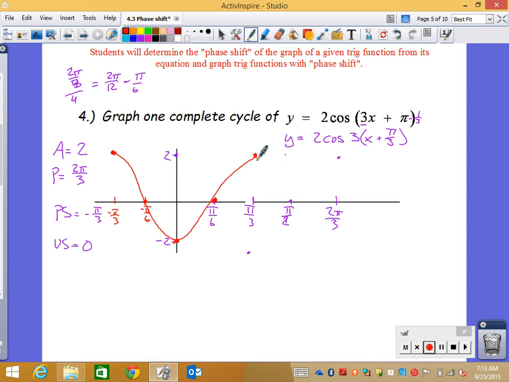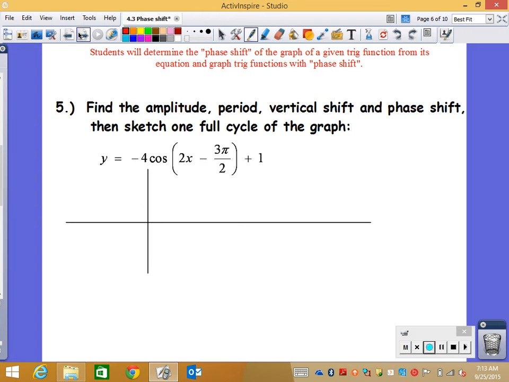And that's my phase shifted graph. So this one looks disgusting. Immediately you notice, okay, my x is not alone anymore. So I'm going to have to factor out that 2. So my new function is a negative 4 cosine. I'm going to factor out a 2. I'm going to be left with x.